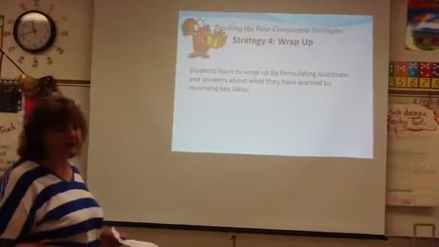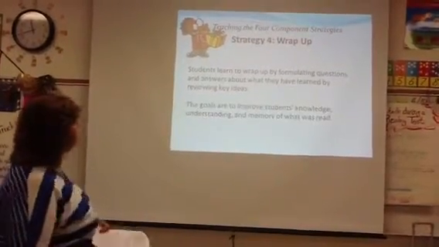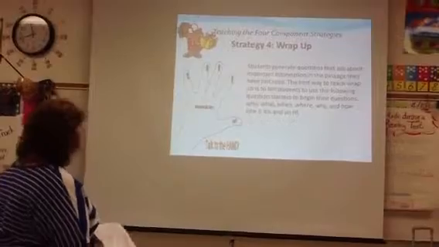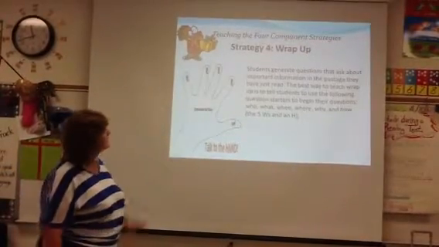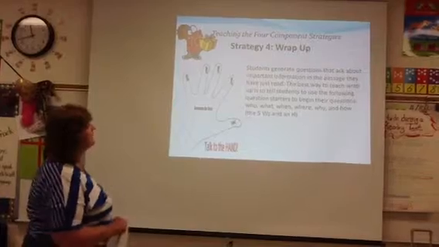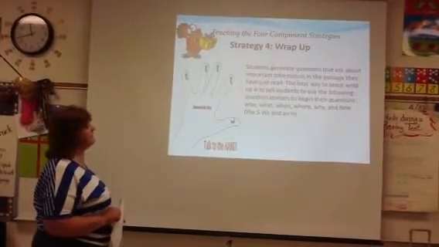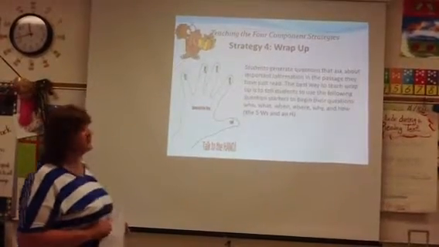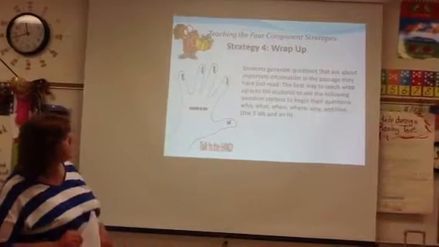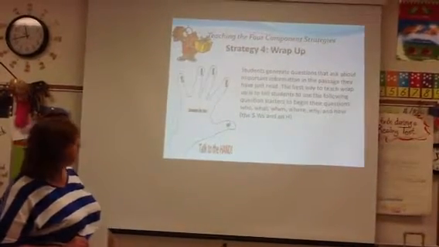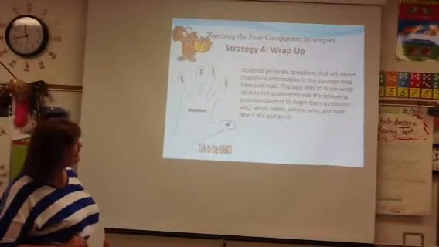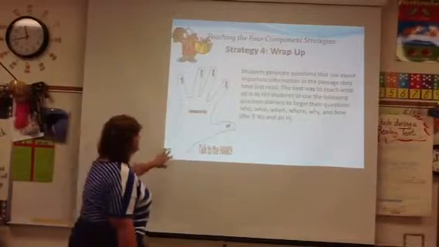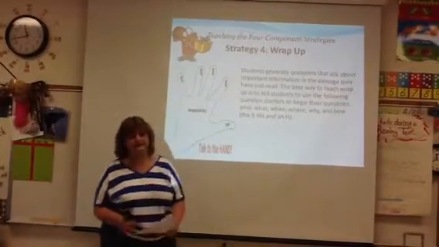This is part of like a game for them now. The goals are to improve students' knowledge, understanding, and memory of what was read. And we all know the hand. Speak to the hand. Students generate questions that ask about important information in the passage they have just read. The best way to teach wrap-up is to tell students to use the following question starters to begin their questions. Who did what? What happened? When did it happen? Where did it happen? And how did it happen? The 5 W's and an H. Talk to the hand. And then they use that all in their summary. Okay?